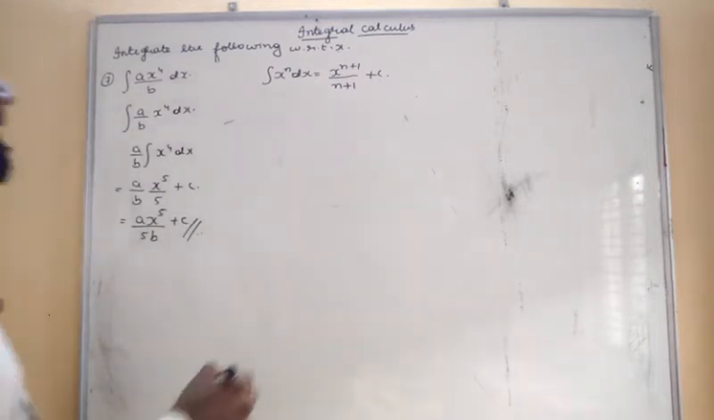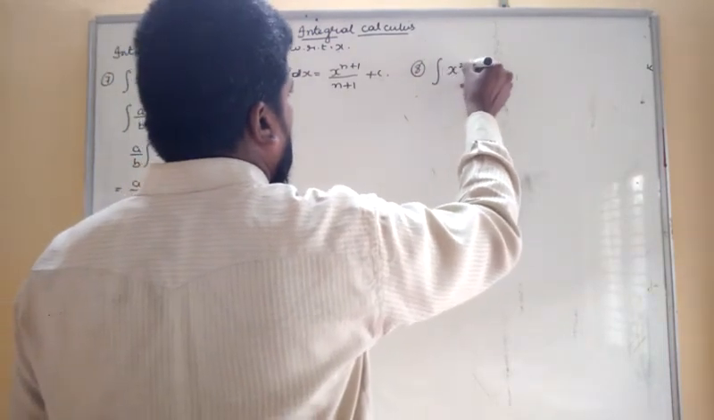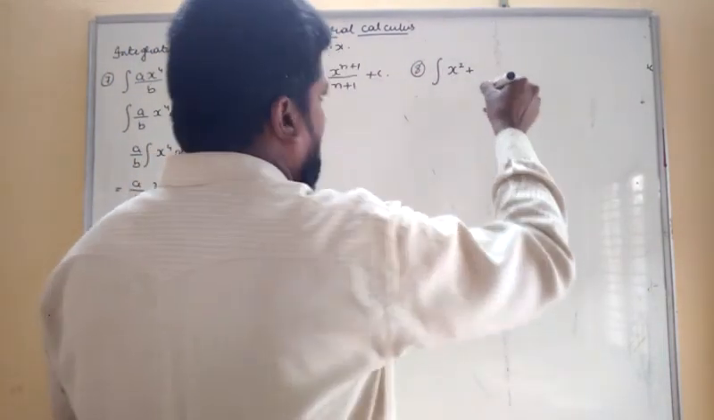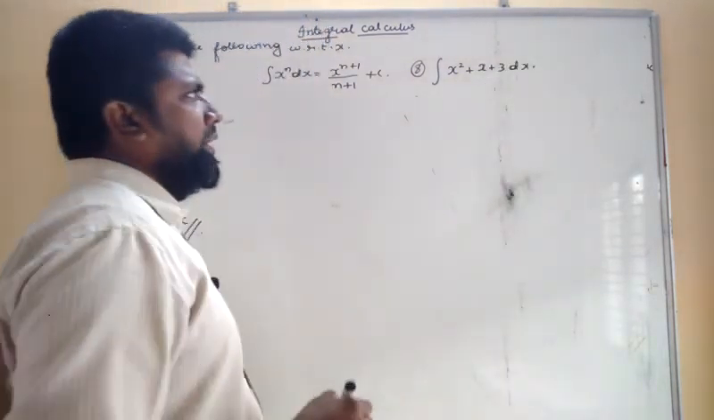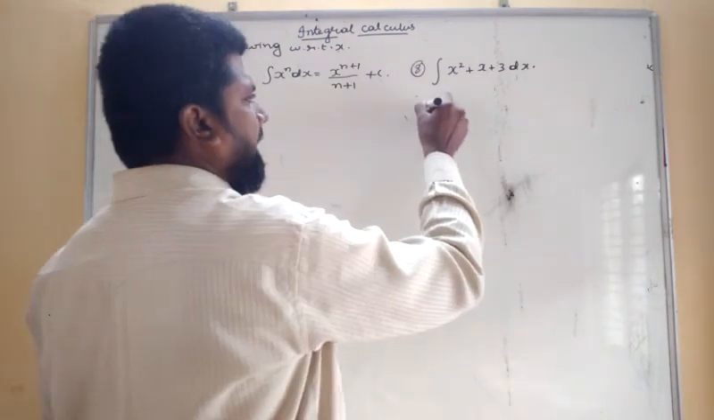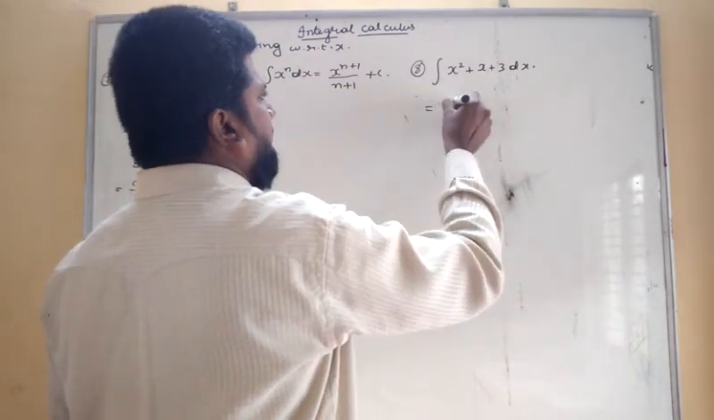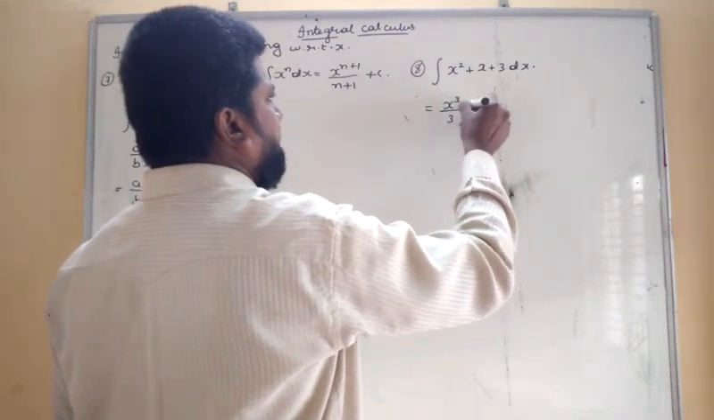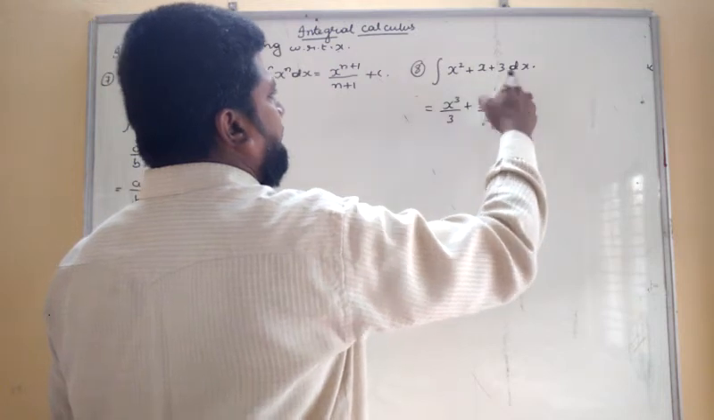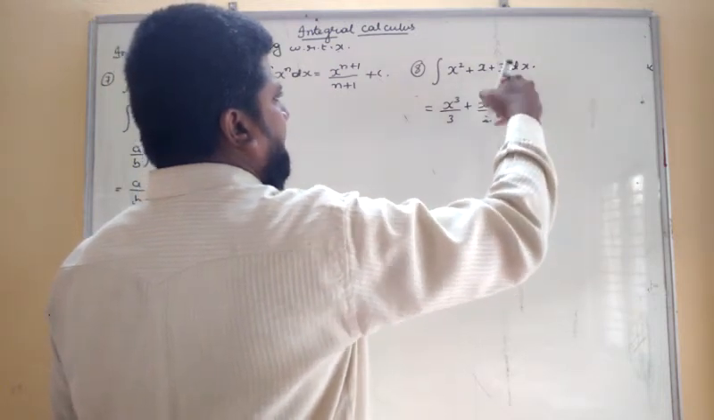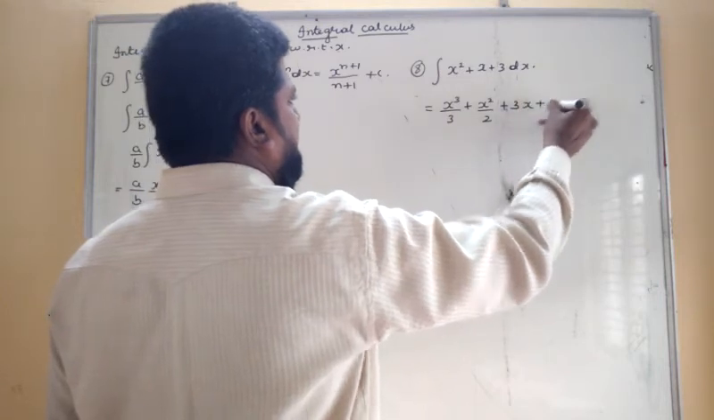So let us take the next one, integration of x square plus x plus 3 dx. Okay, so let us integrate directly. We know the formula, x square integration is x cube by 3, plus x integration is x square by 2, and constant means constant as it is. There is nothing there, means 1, and 1 integration is x plus c. So this is the answer.